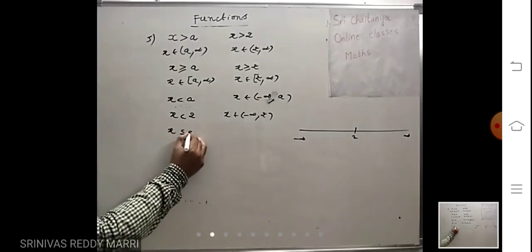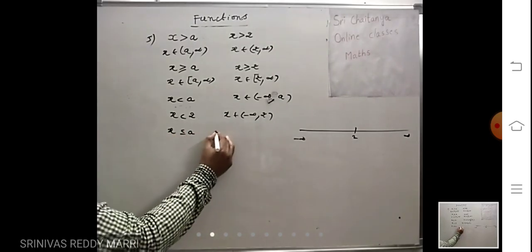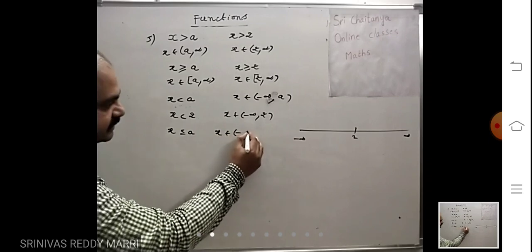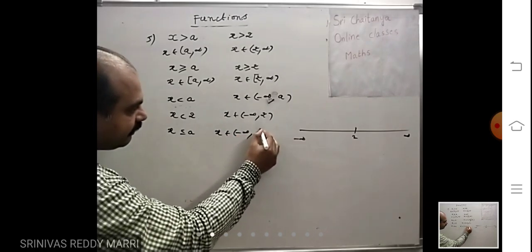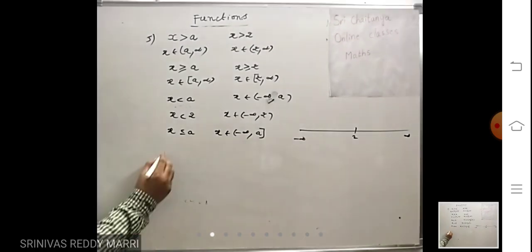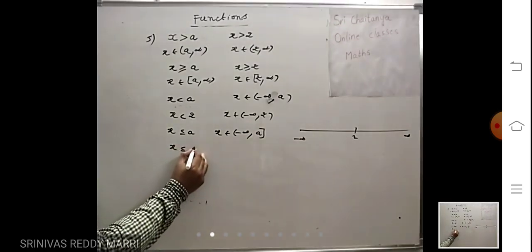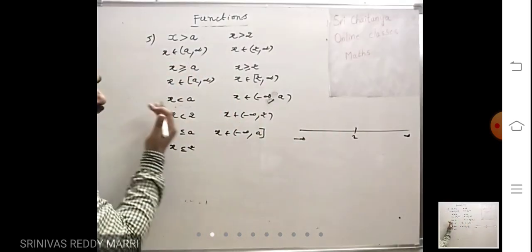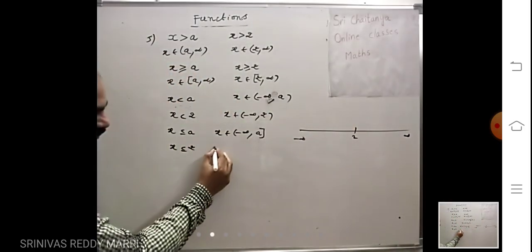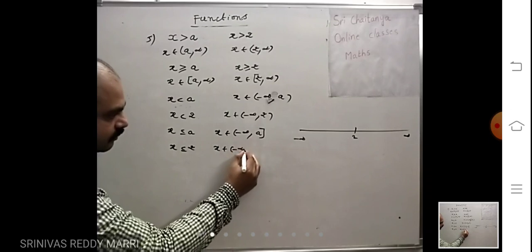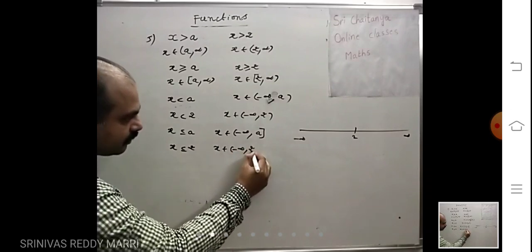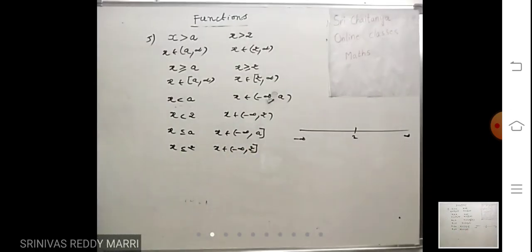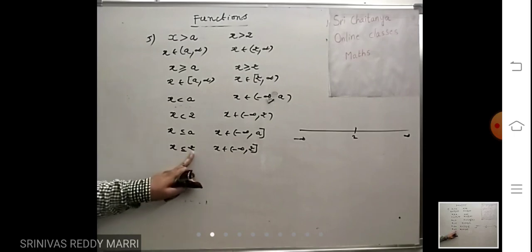Suppose you are getting x less than or equal to a. That means in this case a must be included: minus infinity comma a. Suppose you got x less than or equal to 2. What to write? Less than or equal to 2 means from minus infinity to 2, with a closed bracket at 2, because x can be 2 also.